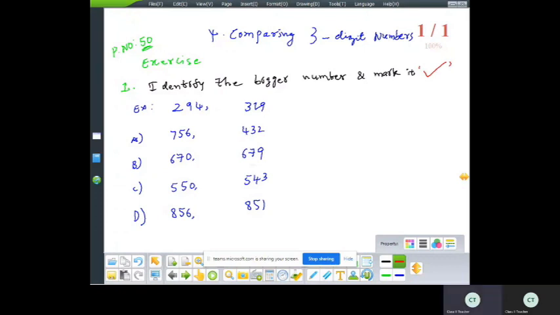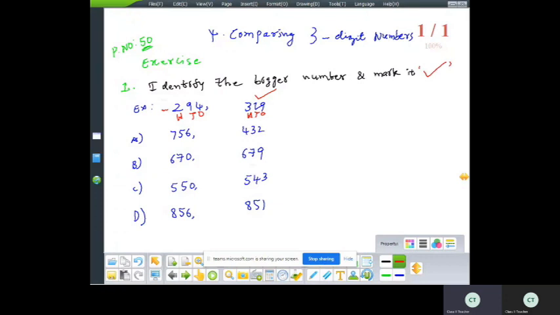See, these are three-digit numbers. First, we look at place values: ones, tens, hundreds. The digit in the hundreds place is 2 here, and 3 here. Is 200 bigger or 300 bigger? 300 is bigger. Put the right symbol. 319 is the biggest number in the example problem.